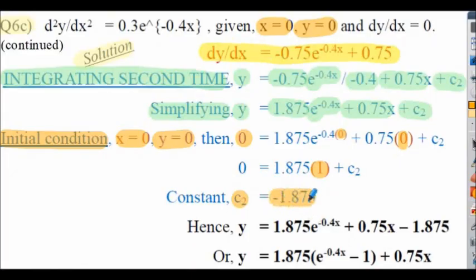be negative 1.875. So we can write y as 1.875 e to the negative 0.4x plus 0.75x minus 1.875. Or if you want to, we could factorize on the 1.875. It occurs twice in the line above. So I put 1.875 here, and inside the bracket we have e to the negative 0.4x minus 1, then plus the 0.75x. So an alternative format for the final solution. So that's the complete solution now for question 6C.